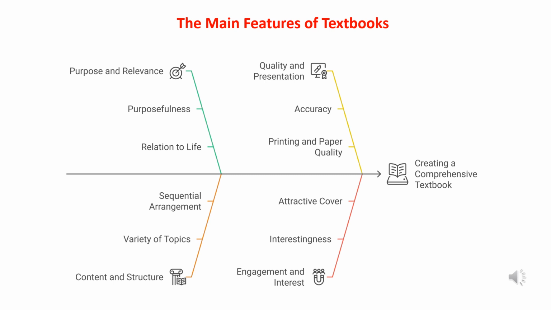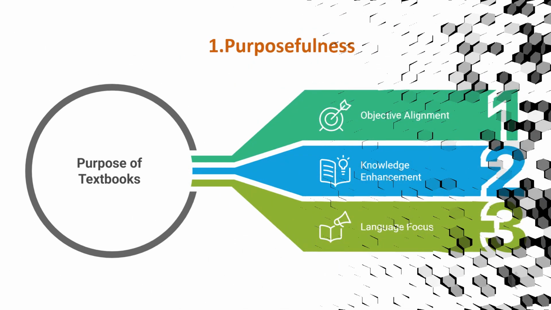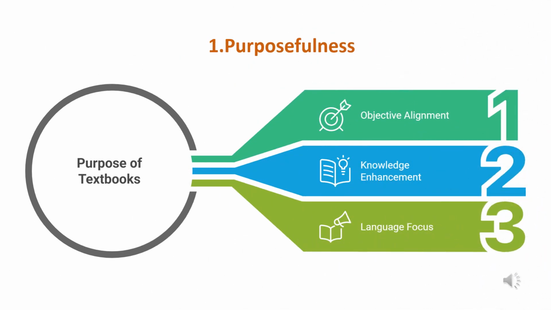Here are the main features of textbooks. The first feature is purposefulness. Every textbook should be designed keeping some objectives in mind. The motivation to fulfill these objectives should be present in the book. The purpose of the language textbook is not to impart knowledge of geography and science. Therefore, the purpose of lessons based on such topics is not only to provide information but also to increase language knowledge. Therefore, the lesson should fulfill the purpose of increasing language knowledge.